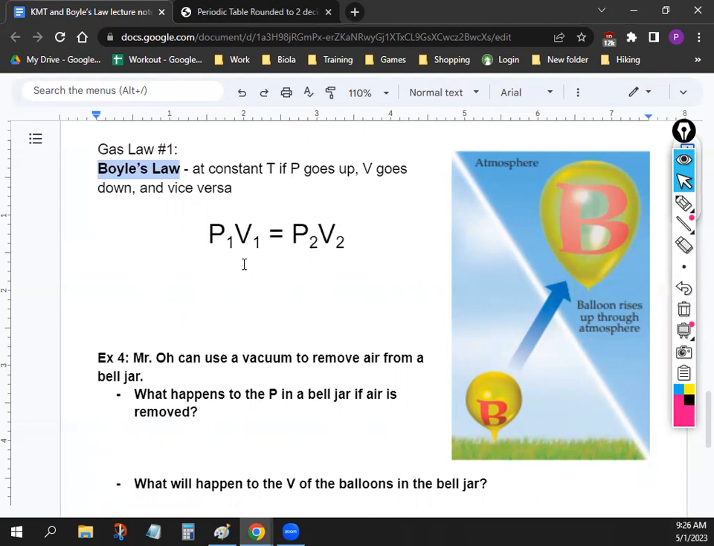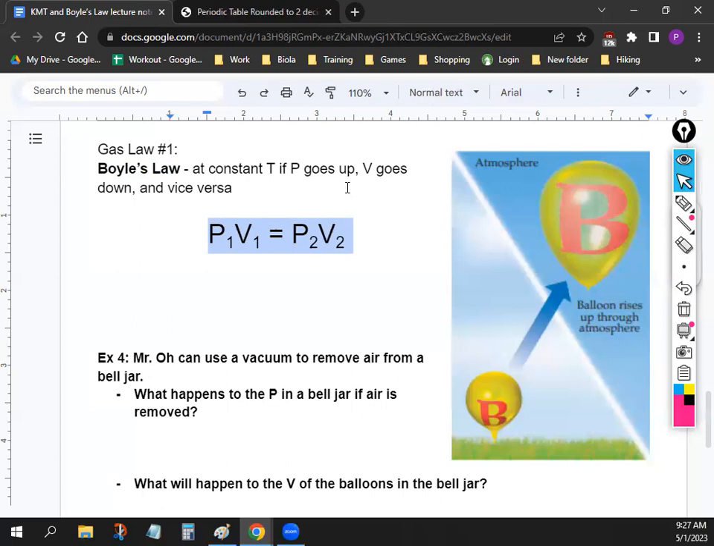Okay, guys, so the first gas law is Boyle's law, and in Boyle's law, it tells us that if the pressure of a gas goes up, the volume goes down. So if you increase the pressure, the gas will get smaller. Make sure you guys are copying this down. And the equation that we use to solve these problems is this right here: P1V1 equals P2V2. That's the only equation you're going to be using today, and then I'll show you guys how we can use that equation.